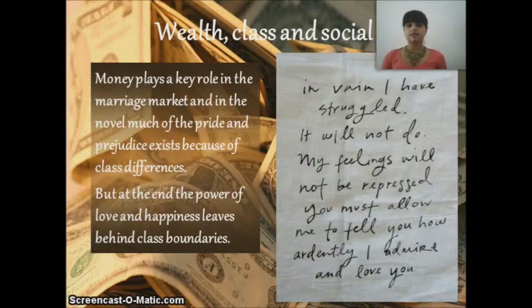Jane Austen seems to accept the existence of class divisions, but she also criticizes the way they can poison society. In fact, the novel criticizes an overemphasis on class, especially in terms of judging a person's character. But at the end, through the protagonists' overcoming of their prides and prejudices and the marriages of the two couples, Jane Austen shows the power of love and happiness, leaving behind class boundaries.